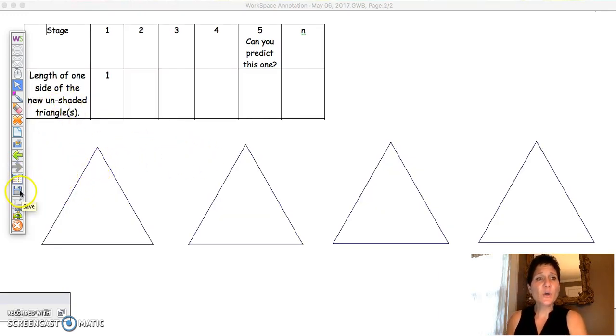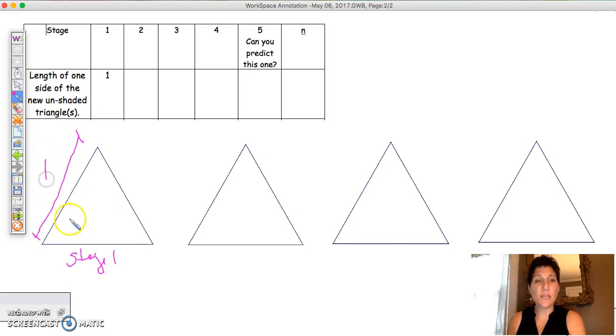Okay, so in stage one, I'm just going to say the length of one of the new unshaded triangles. So if I'm going to call this stage one, okay, here's stage one. I'm not doing anything to it. So right now, the length of one of those sides we're going to say is the length of one. So therefore, the length of this entire thing is 1. As we move along, I know I'm working with 1 here, okay? But then I'm going to go to stage 2. And this is going to be stage 2 down here, okay?